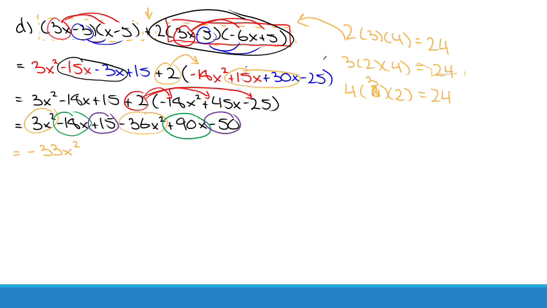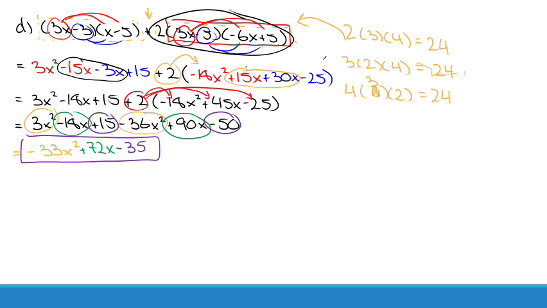Negative 18 plus 90. It's easier to go, I find that to be confusing, I'm going to go 90 minus 18. So negative 18 plus 90 is the same as 90 minus 18. So 90 minus 10 is 80, minus 8 more is 72. And then the plain old numbers here, 15 minus 50, we end up getting negative 35.